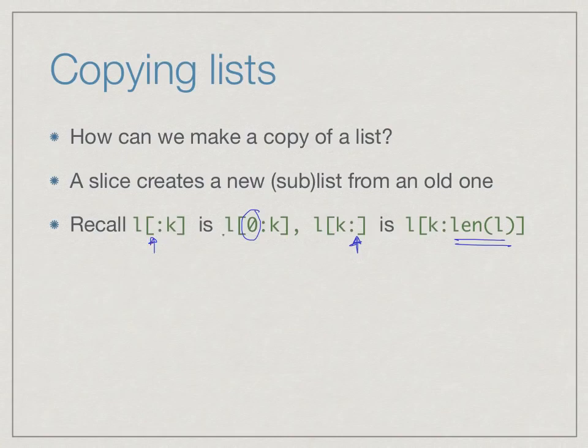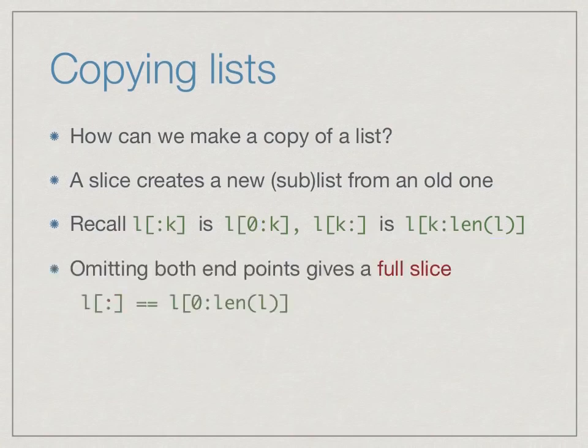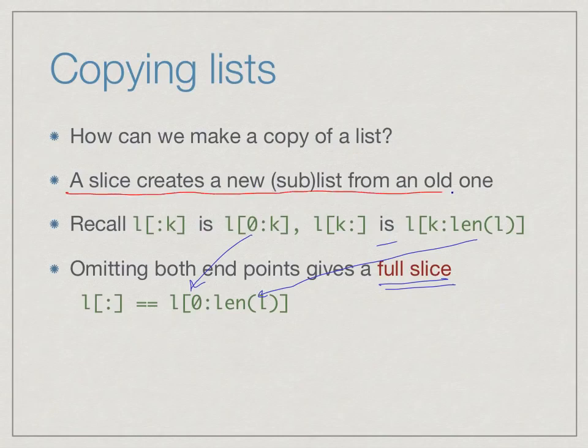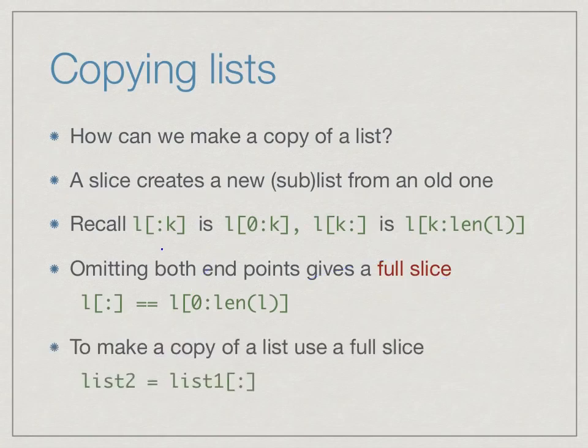So if we leave out the first position, we get a 0. If we leave out the last position, we get the length. If we leave out both positions, we just put a colon with nothing before and nothing after. Logically, this becomes 0 and this becomes the length. So we have both characteristics in the same thing, and we call this a full slice. Now let us combine this observation, which is just a shortcut notation, with the observation that each slice creates a new sublist. So L with just a colon after it is not the same as L. It's a new list created from the old list, but it has every value in L in the same sequence. This now gives us a simple solution to copy a list.